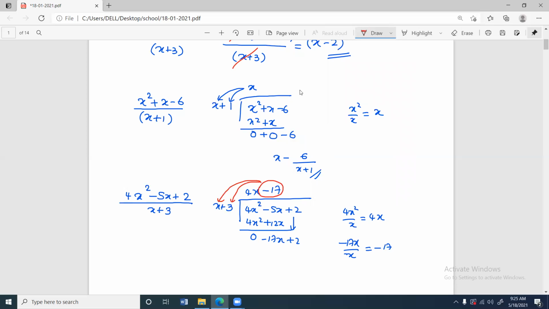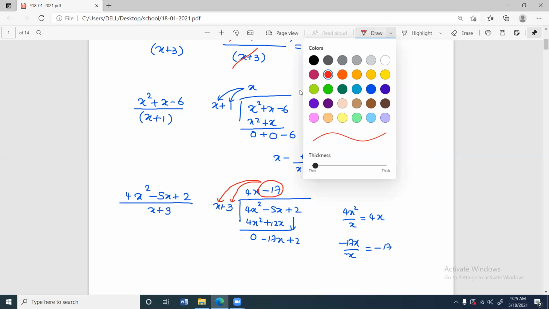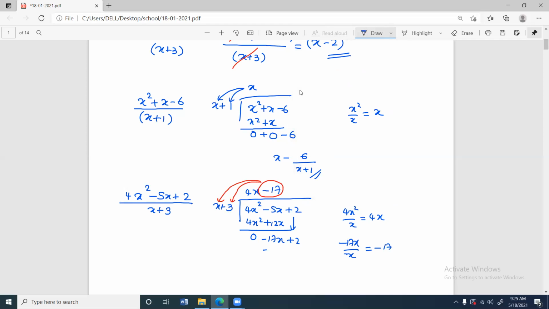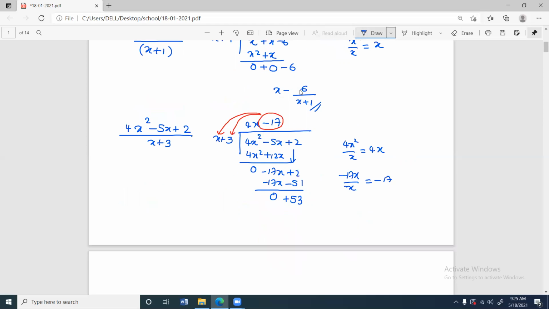Minus 17 into x is minus 17x. Minus 17 into 3 is minus 51. Then if you do this, minus 2 minus minus 51 is plus 53. With this, you can write your final answer. 4x minus 17 is the full number, plus 53 over x plus 3 is the remainder part. That's a way of doing this question.